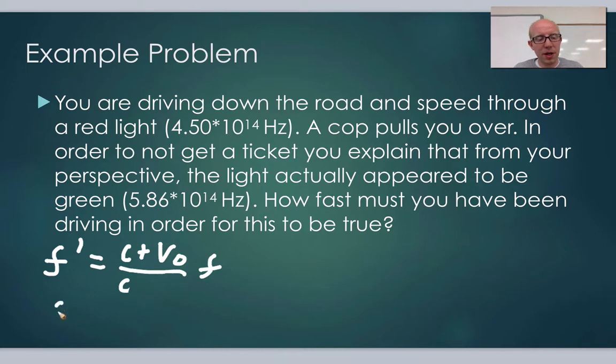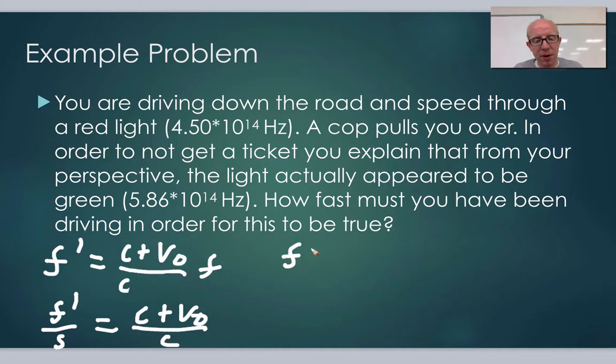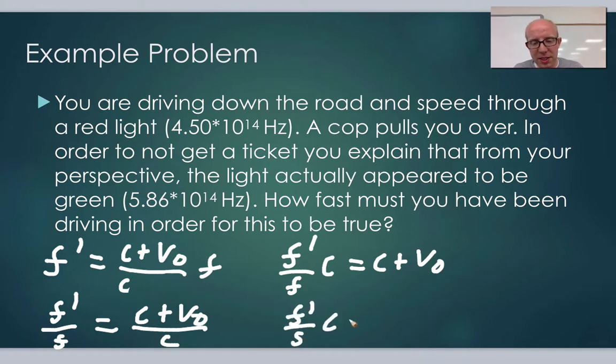So we need to solve this whole thing for velocity of observer. If we do so, we get f prime over f equals c plus velocity of observer over c. Next, we can times by c, so we get f prime over f times c equals c plus velocity of observer. And then last of all, we minus c, so we get f prime over f c minus c equals velocity of observer.